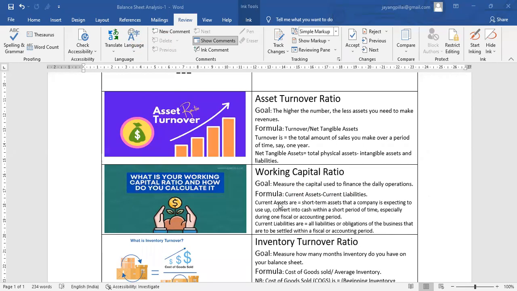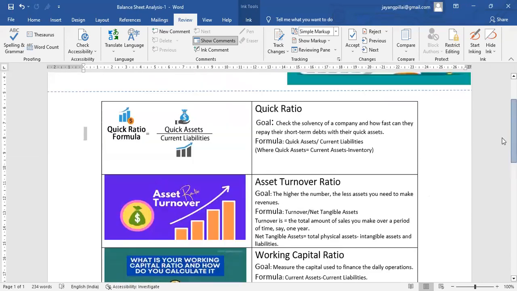So here the two terms we have to understand are current assets and current liabilities. As we all know, current assets means short-term assets that a company expects to convert into cash within a short period of time. That short period of time can be a fiscal period or accounting period of 1 year. Similarly, current liabilities are also short-term liabilities or obligations of the business that are to be settled within a fiscal or accounting period, say for example 1 year.